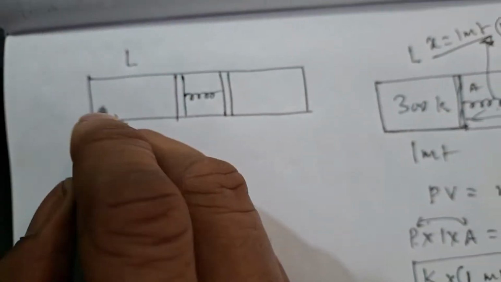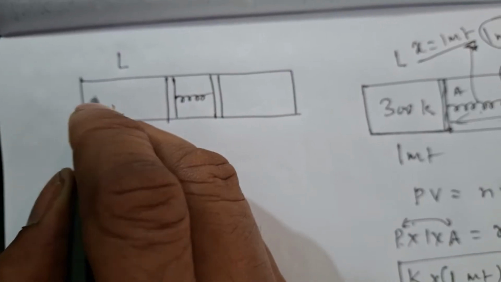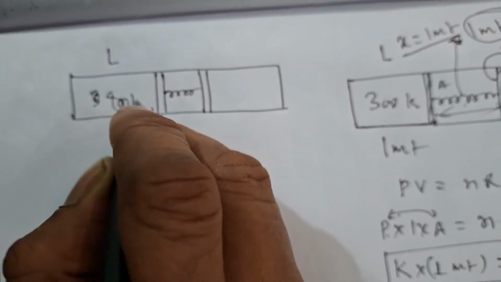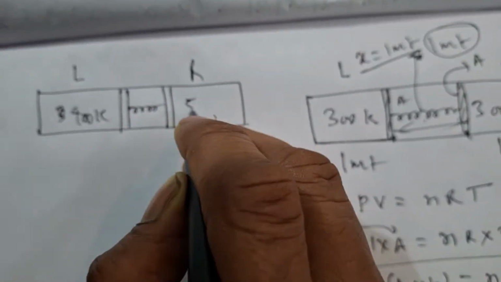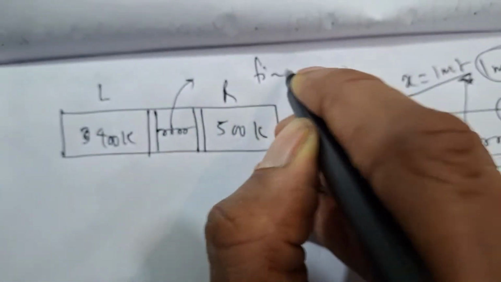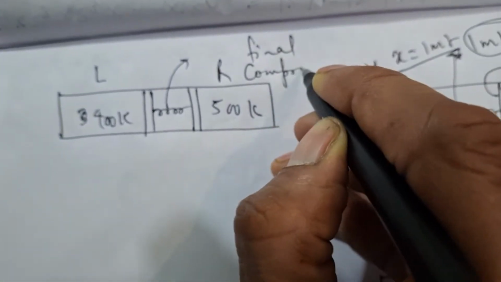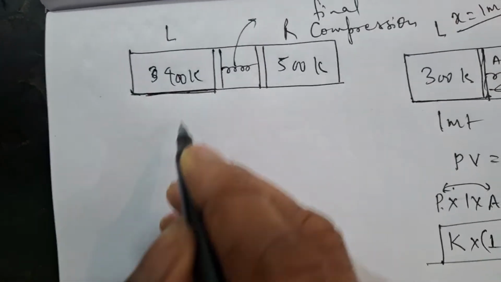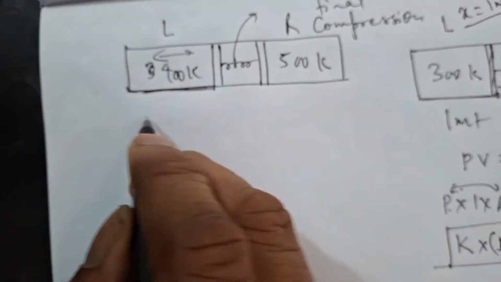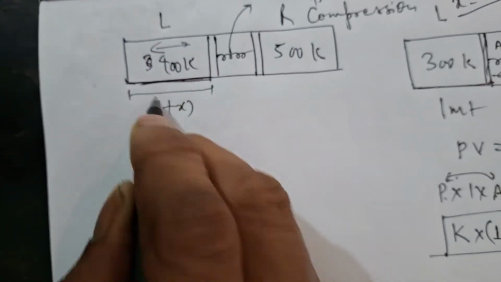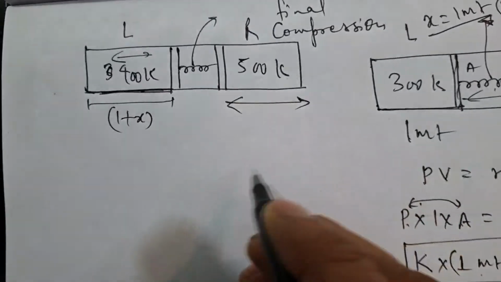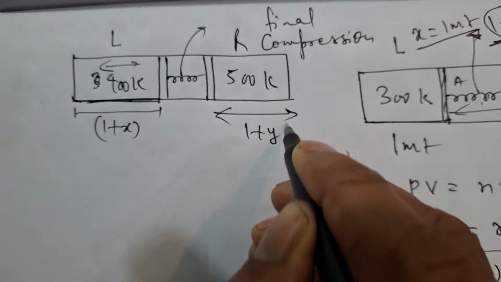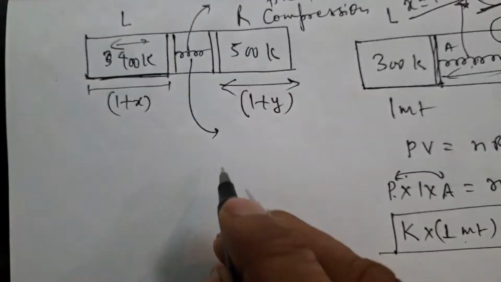Now left chamber temperature rose from 300 to 400 Kelvin, and the right chamber to 500 Kelvin, and you need to find the final compression. Obviously compression will be higher than 1 meter. So suppose this initial length is 1 meter. Now suppose it expands by x, the total is 1 plus x, and this also at very high temperature, suppose it now becomes 1 plus y.